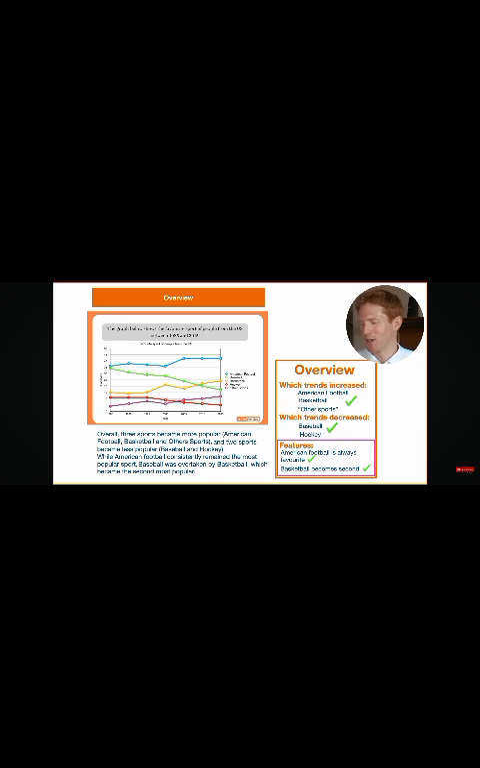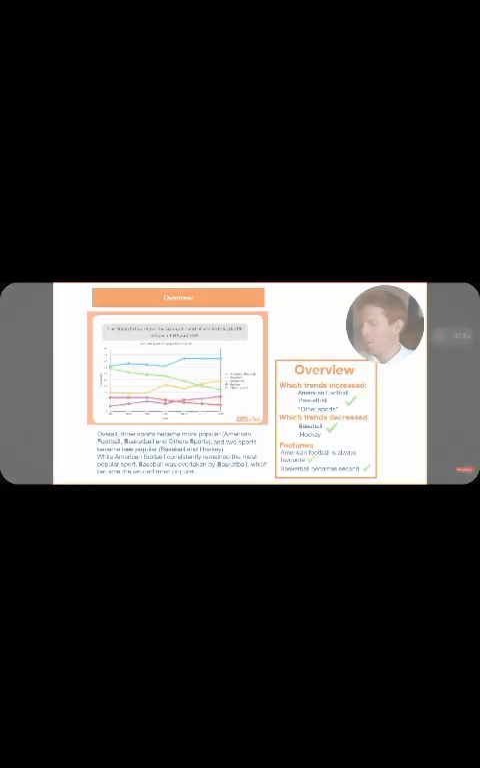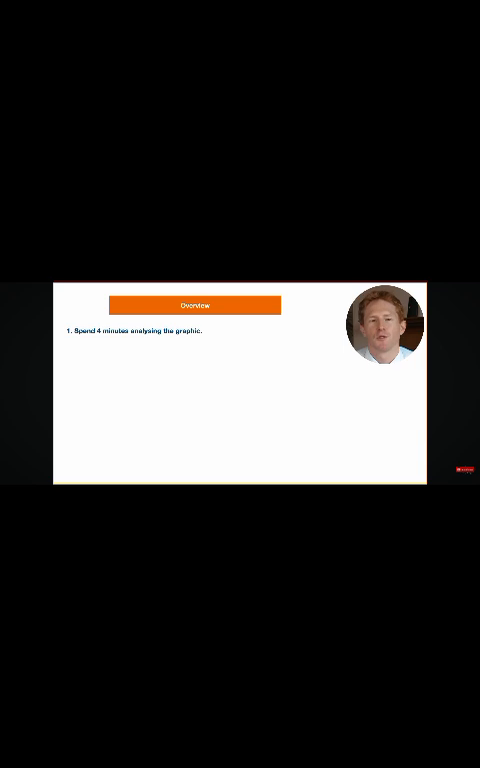Brilliant. This is a great overview. Now I want to give you some notes about how to write a brilliant overview. First, I would recommend that you spend 4 minutes before you start writing, analyzing the graphic. Think about what you're going to include in your overview, and also think about what order you're going to use in explaining the information. I'll tell you a bit more about that in a second.